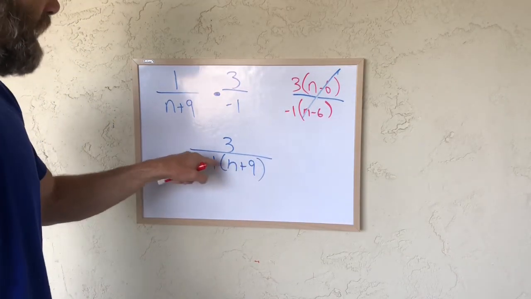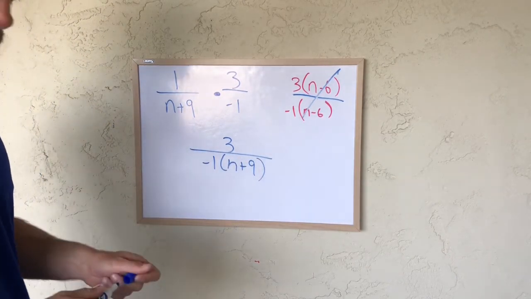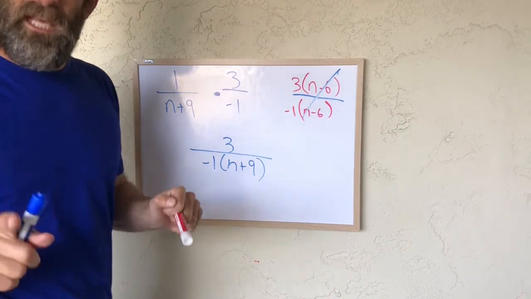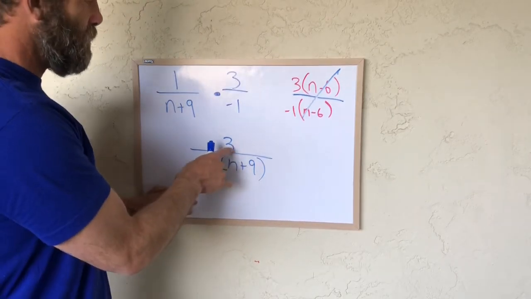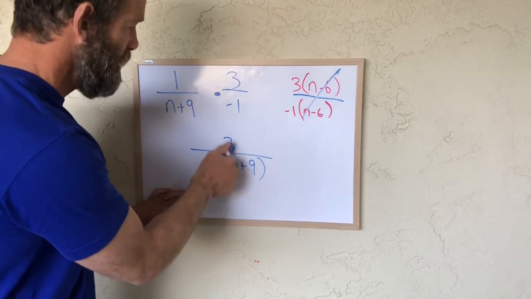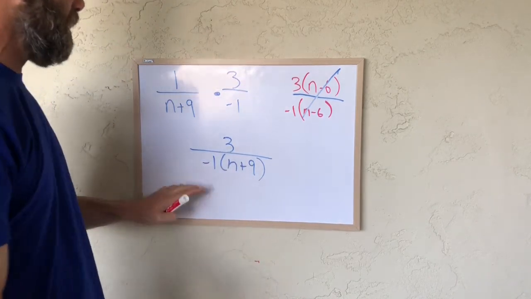Or I could write it as negative n minus 9, or negative 9 minus n. A really easy error that people make is they'll reduce the 3 and the 9. You cannot do that unless you can reduce this 3 into everything in here. This is your answer.